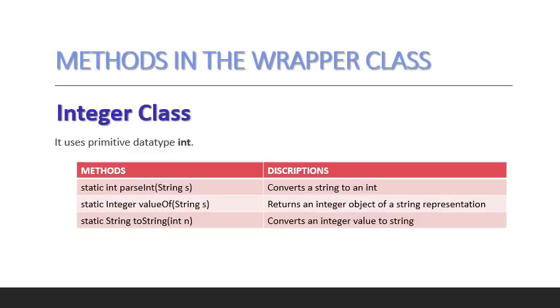The next is methods in the wrapper class. First method is Integer. It uses a primitive data type as int. So here the methods and their descriptions are: first method is static int parseInt, it converts the string to an int. Then static Integer valueOf, it will return the Integer object of the string representation. Static String toString(int n), it converts the integer value to a string.